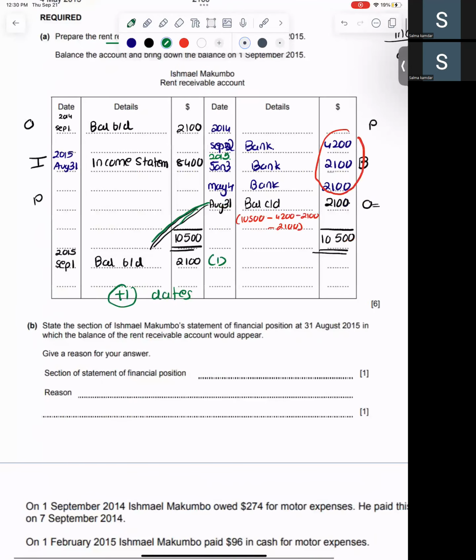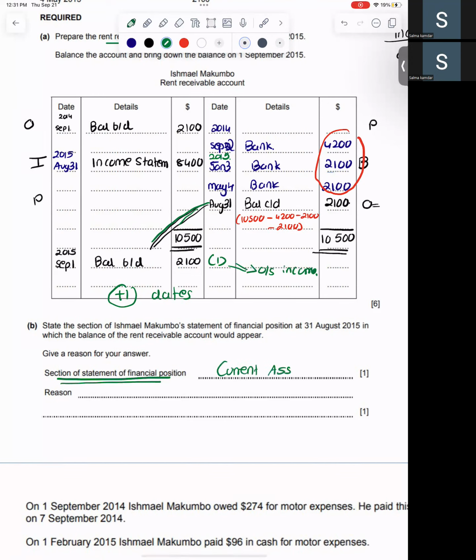Now the next question, let's read the question. State the section of the statement of financial position on the last date in which the balance of the rent receivable account would appear. Now, this is the rent receivable account, and I know this is my outstanding income. So, outstanding income would appear in which section of the statement of financial position? It will appear in current assets.